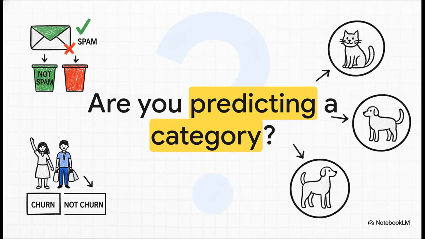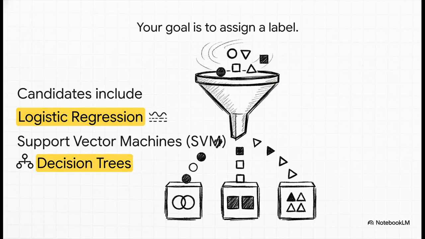Are you trying to put something into a distinct bucket? Like, is this email spam or not spam? Is this customer going to stick around or are they going to leave? Is this a picture of a cat, a dog, or a bird? If the answer is yes, then hey, congratulations. You've just wiped out a massive chunk of that algorithm cloud. You are officially in the world of classification. Your list of candidates now includes models like logistic regression, a great, powerful starting point, or maybe something like decision trees, which basically work by asking a bunch of if-then questions.